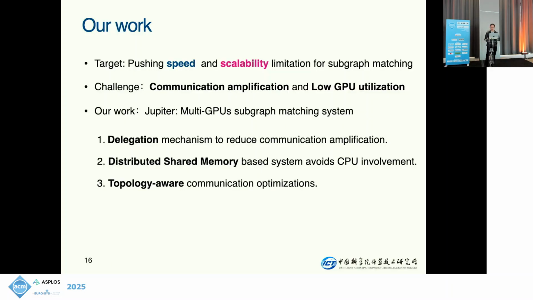Therefore, we propose Jupyter, a multi-GPU subgraph matching system. Firstly, we introduce a delegation mechanism to reduce the communication volume. Secondly, we design a CPU-free system based on distributed shared memory, avoiding CPU involvement for higher performance. Finally, we propose topology-aware communication optimization to fully utilize the network bandwidth.